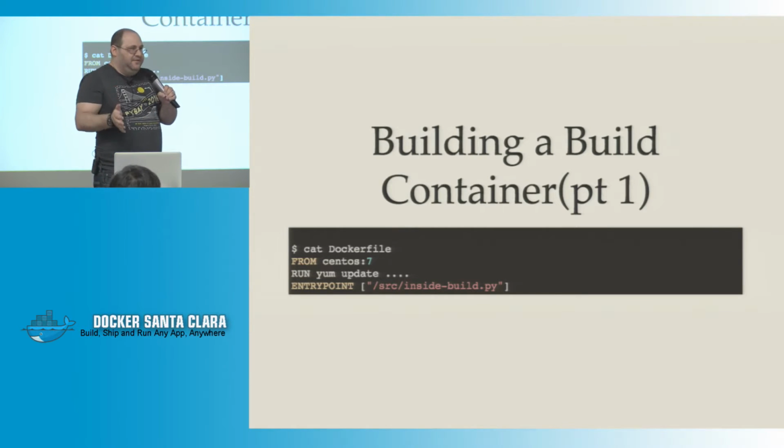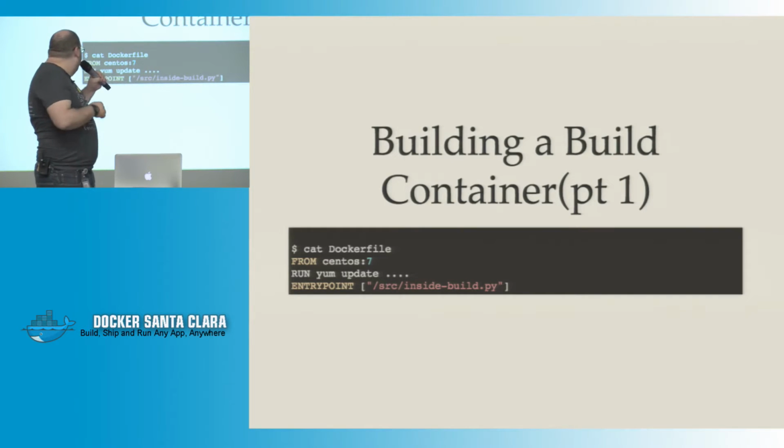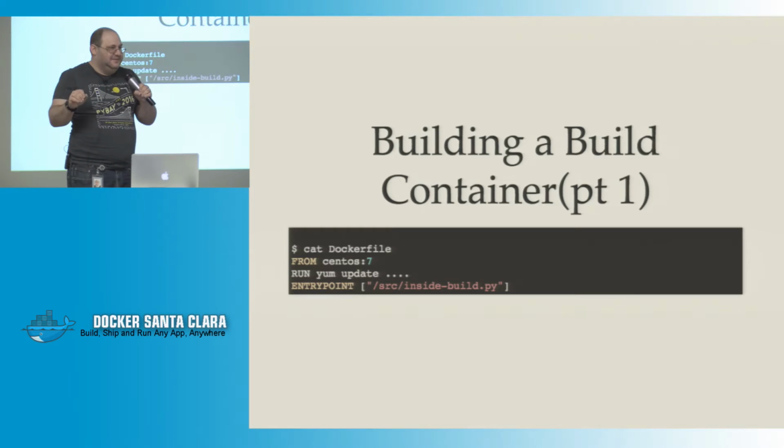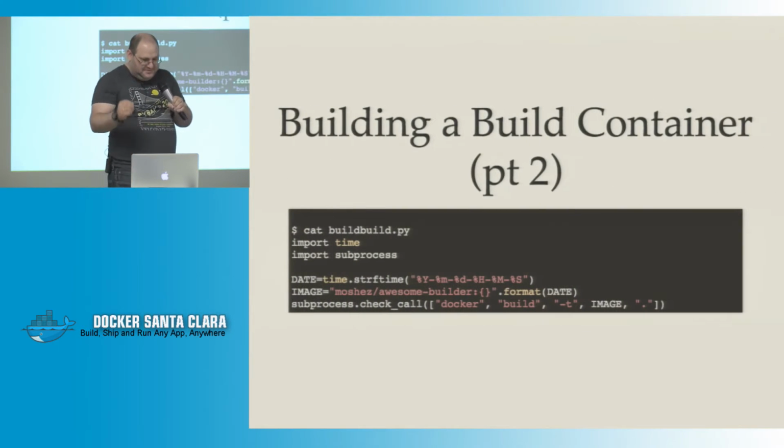So I don't really care if the build of that container is all that reproducible. So from CentOS:7, no specific version, and then yum update and yum install and all of these things that horrify me when I'm talking about the containers that run in the production environment. And the entry point will be a script called inside build. And why inside? Because we have a script called outside build, and I like to name them exactly that way to distinguish them.